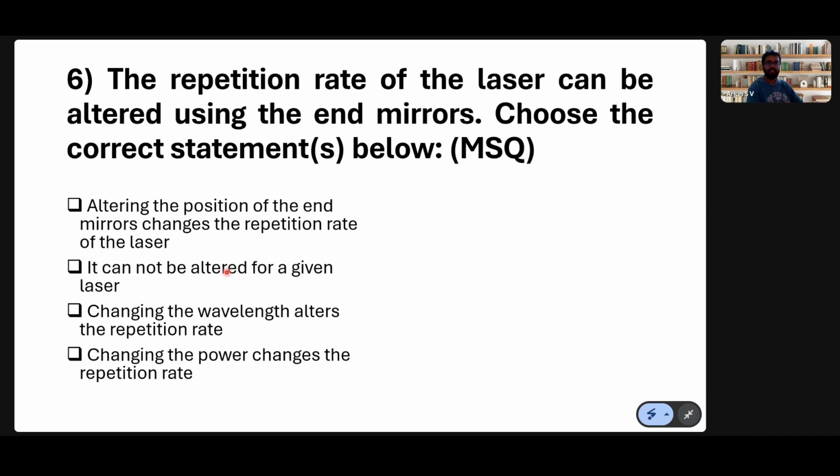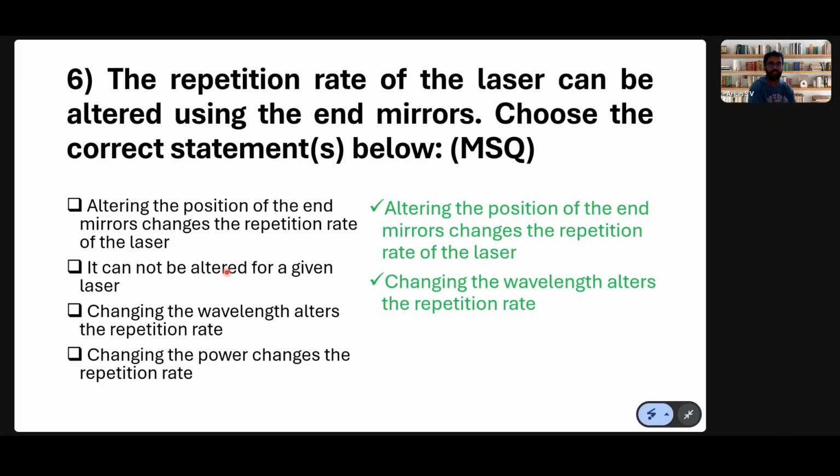Question number 6: the repetition rate of the laser can be altered using the end mirrors. Choose the correct statements below. Altering the position of the end mirrors changes the repetition rate. If not, it cannot be altered for a given laser. Changing the wavelength alters the repetition rate, and changing the power rate changes the repetition rate. So it's also a straightforward question. The answer is that if we alter the position of the end mirrors as well as the wavelength, it changes the repetition rate.